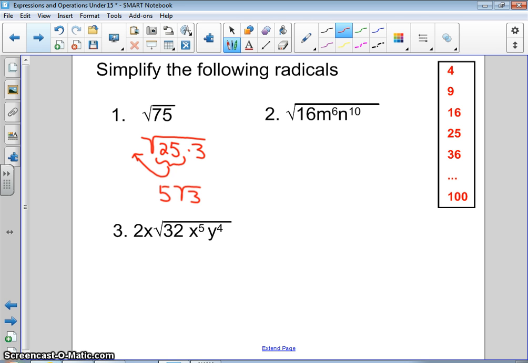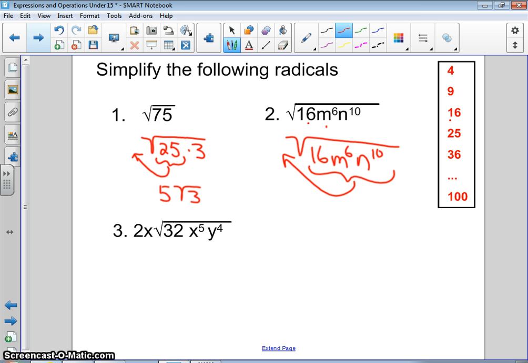So for number 2, it seems a bit silly when we get to the end, but 16 goes into 16. So 16 we can take the square root of. M to the 6th has an even exponent. That's what we need in order to take the square root. And n to the 10th has an even exponent. So there are no leftovers here. We can take the square root of all that stuff.